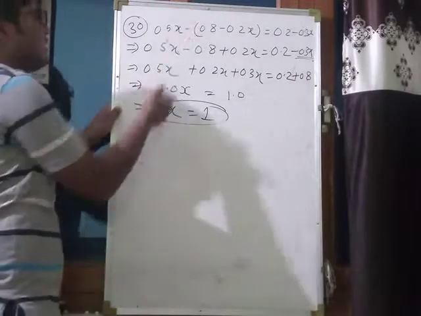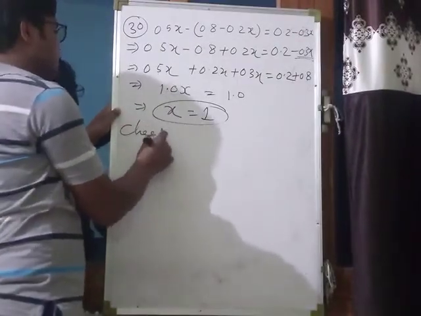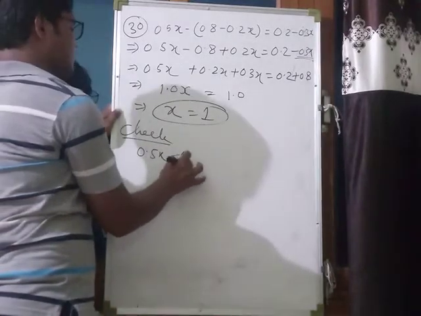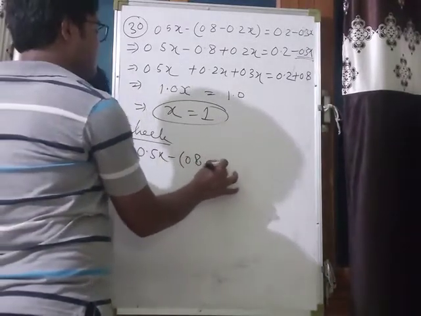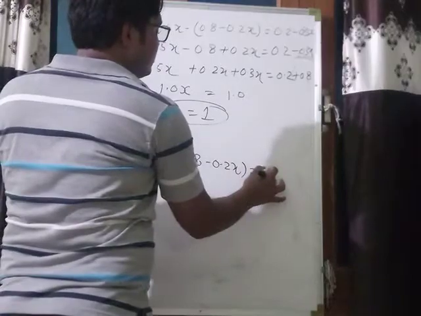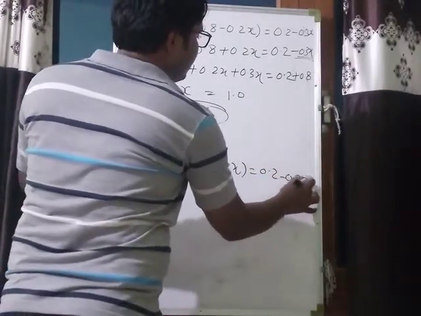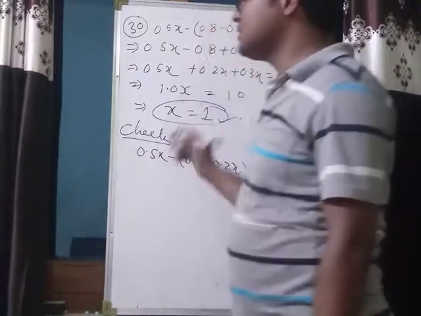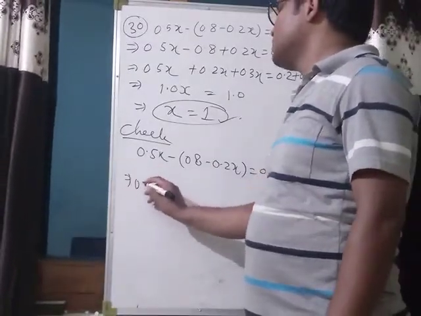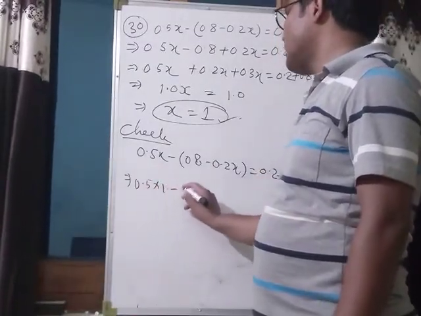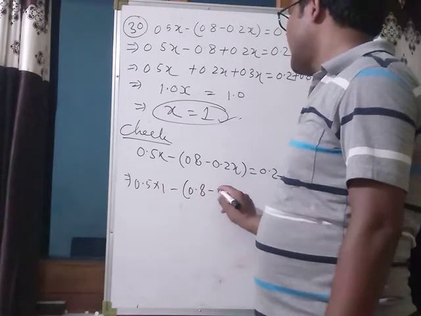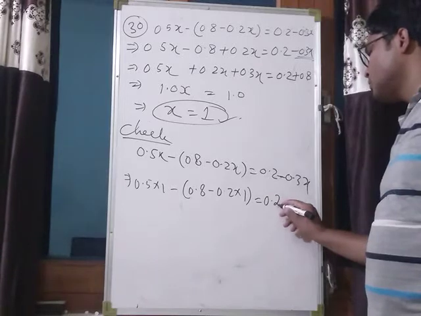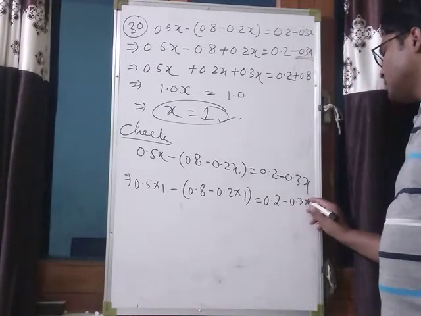Now I am going to check that our answer is correct or not. So the equation is what? The equation is 0.5x minus 0.8 minus 0.2x equal to 0.2 minus 0.3x. Now replace x by 1. Put x equal to 1. What we have? 0.5 into 1 minus 0.8 minus 0.2 into 1 is equal to 0.2 minus 0.3 into 1.